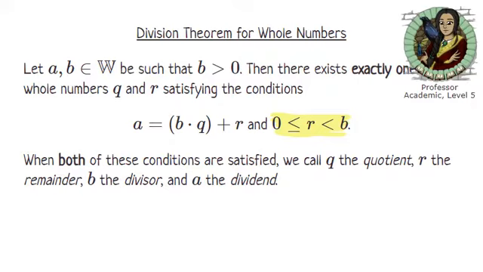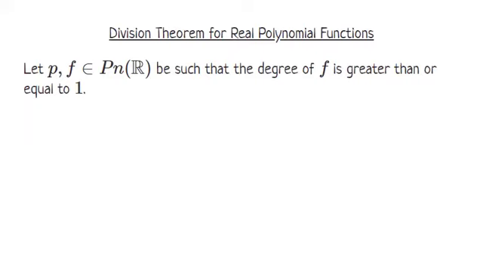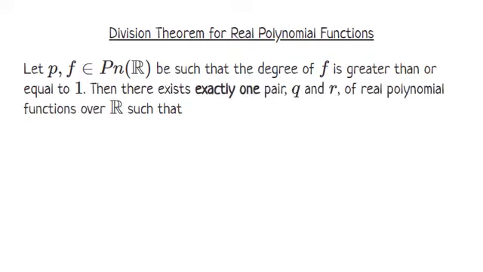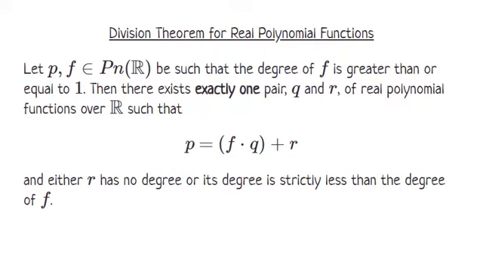So, turning our attention to the division theorem as it relates to the ring of real polynomial functions. The theorem is as follows. Suppose p and f are real polynomial functions, and the degree of f is at least 1. I'm treating p as the dividend and f as the divisor. In other words, we're looking at dividing p by f. Then there exist quotient and remainder polynomials q and r, respectively, such that the dividend p is equal to f times the quotient q plus the remainder r. And either the remainder r has no degree, or its degree is less than the degree of the divisor, f.